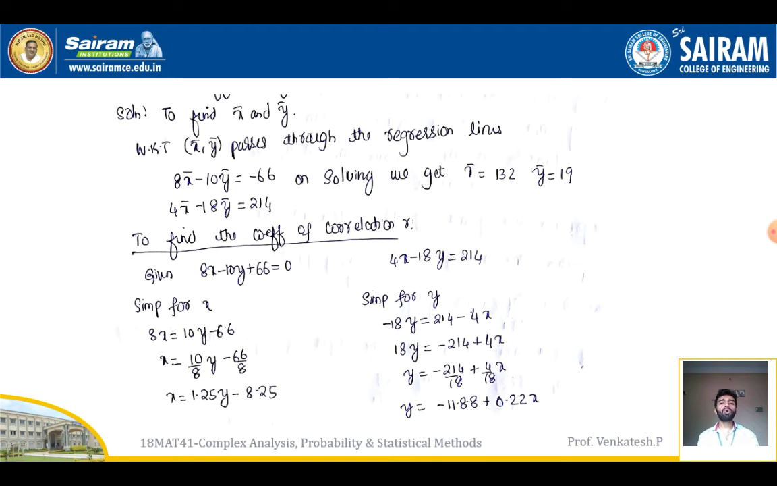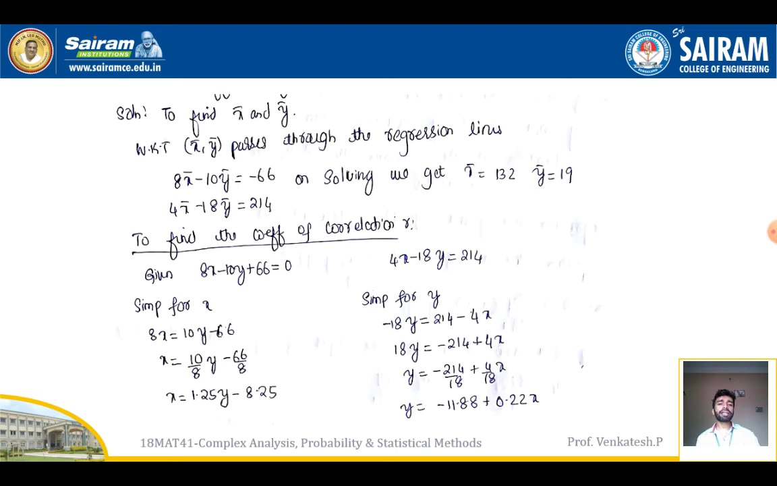Now to find the correlation coefficient r. Given 8x minus 10y plus 66 is equal to 0 is one equation. Simplifying this for x in terms of the y variable, I'll get 8x is equal to 10y minus 66, so x is equal to 10 by 8 y minus 66 by 8. So x will be equal to 1.25y minus 8.25.